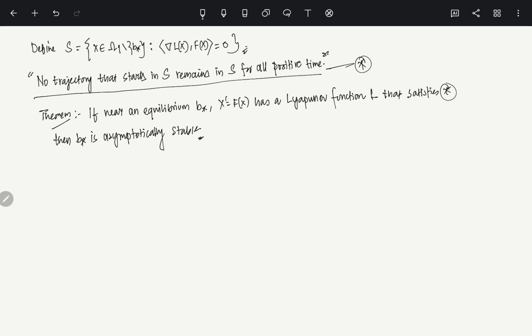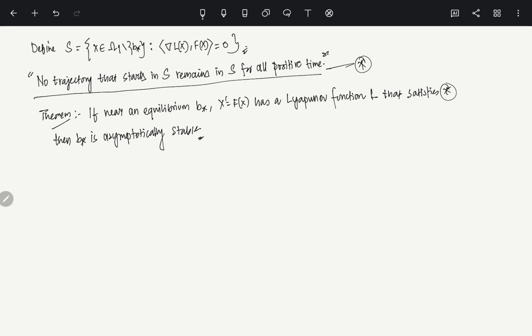If something like that happens for a trajectory, then we cannot say that B star is asymptotically stable. So basically what we want is that no trajectory which starts in S remains in S for all positive time t. It has to somehow leave S, because until it leaves S, we cannot have the energy going towards zero.